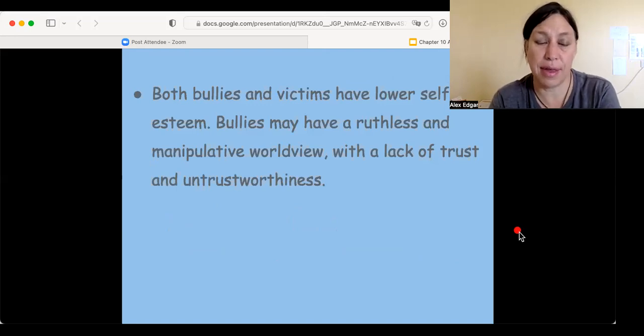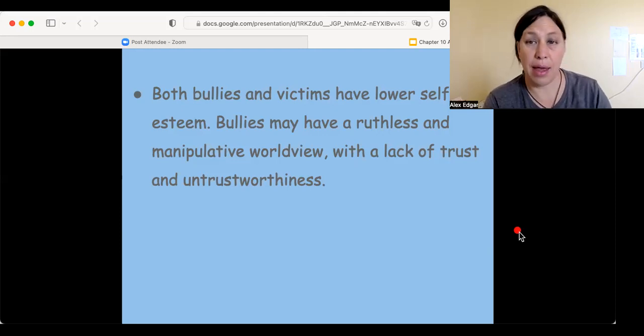Okay, this contradicts directly what's earlier in the textbook where it says that bullies have higher self-esteem because narcissists have higher self-esteem. But both may be true, actually, if you think about it. But in this context, if you see this question, you know that the correct answer is lower self-esteem.